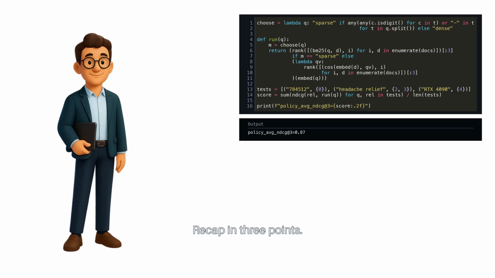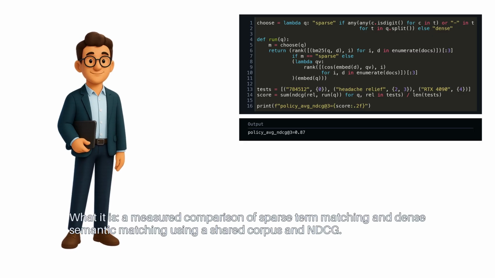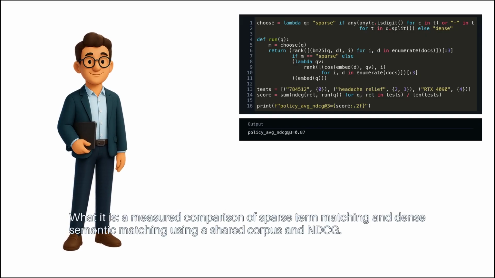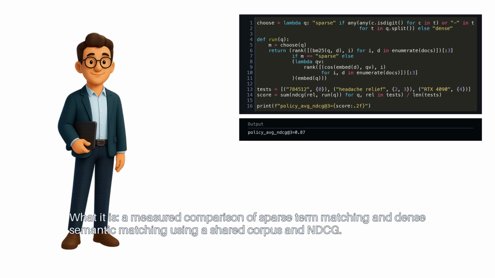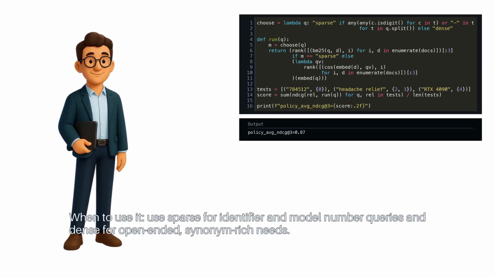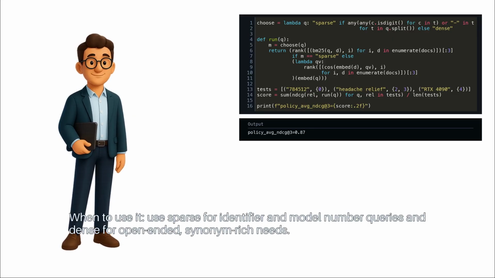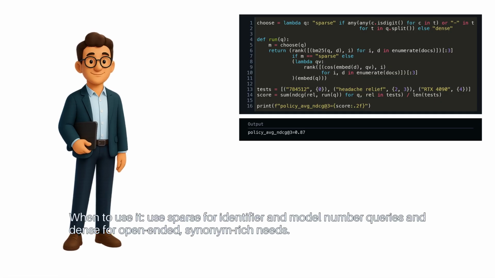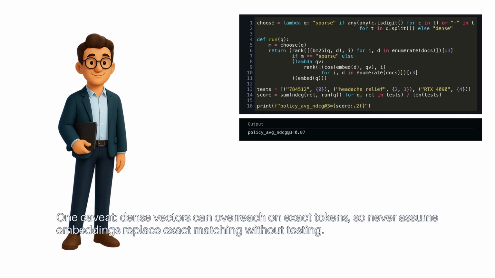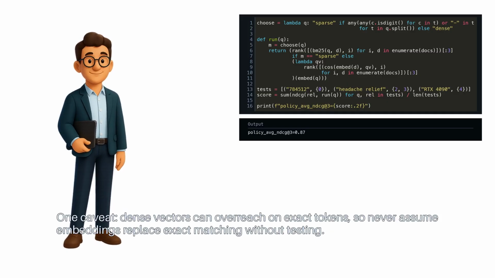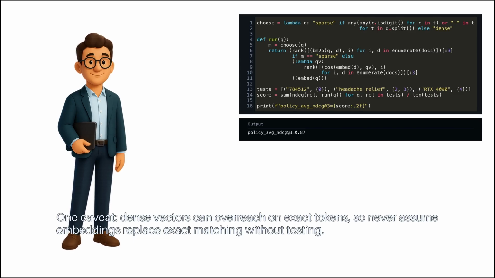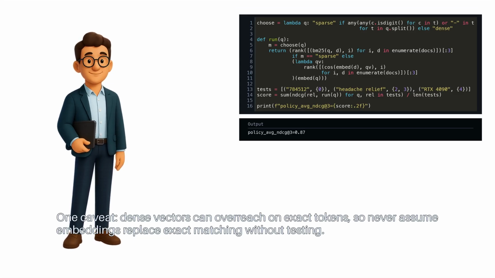Recap in 3 points. What it is: a measured comparison of sparse term matching and dense semantic matching using a shared corpus and NDCG. When to use it: use sparse for identifier and model number queries, and dense for open-ended, synonym-rich needs. One caveat: dense vectors can overreach on exact tokens, so never assume embeddings replace exact matching without testing.